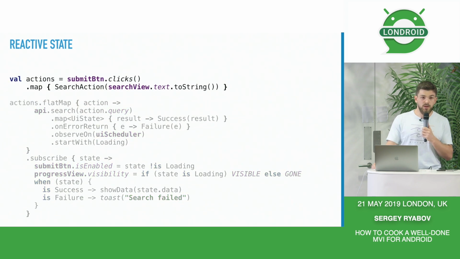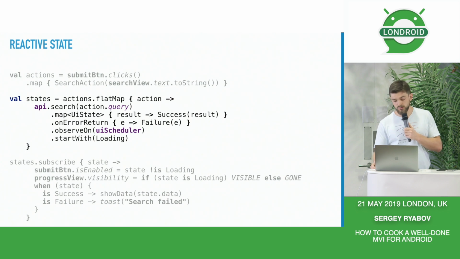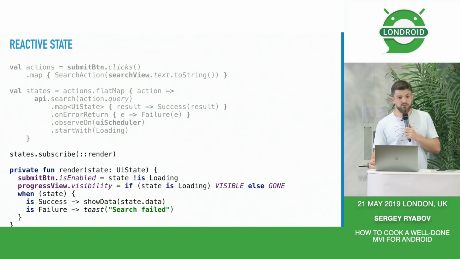So basically, we just map our clicks to our actions. That's just one place where we read our state. And we have this observable of all the information from the user interface. Then we perform our business logic. We just go to the server, map this to loading, content, or error states, and we have this observable of states right now. And after that, we just subscribe with a render function that can render all this in one place to our UI. Quite easy.